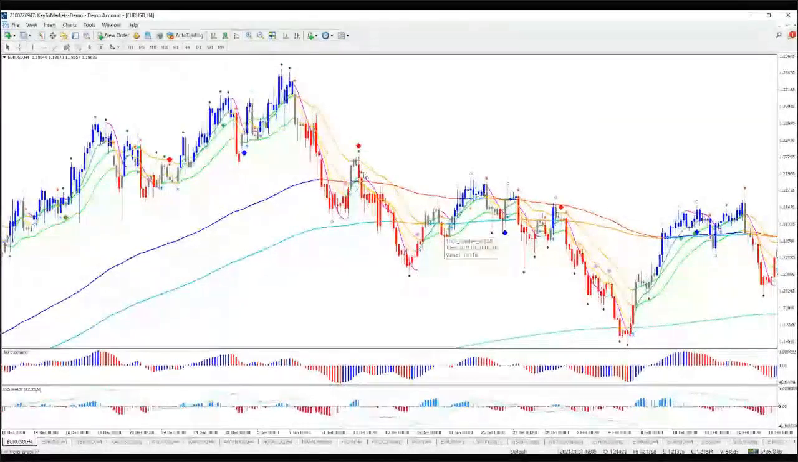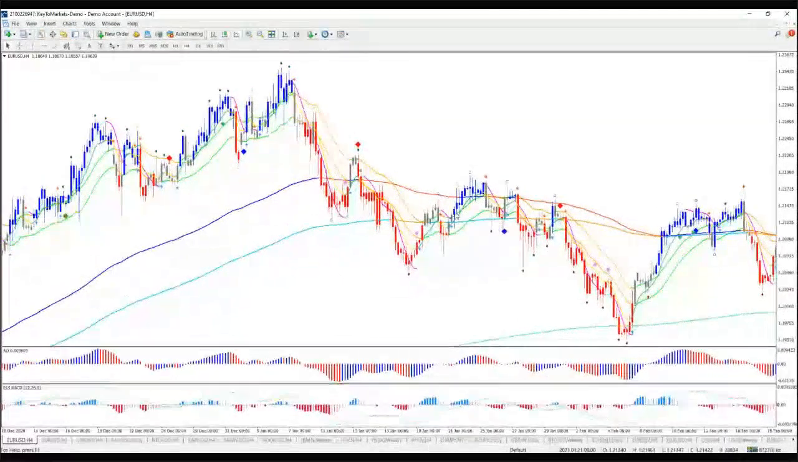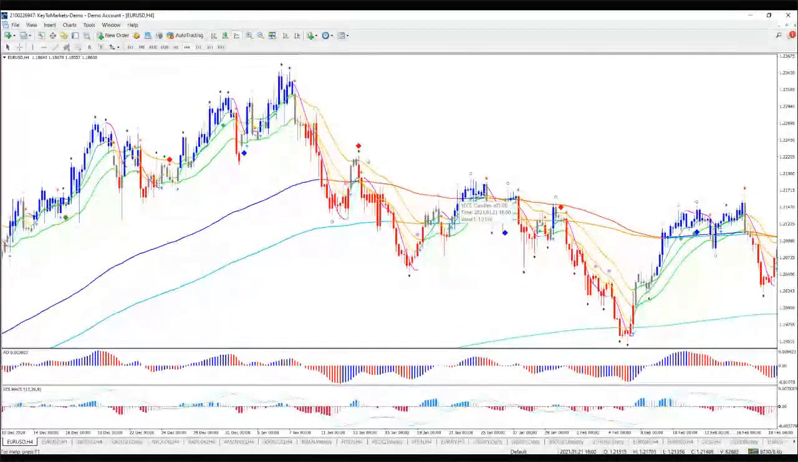So we did get the bigger retracement. Anyone taking this blue candle, I wouldn't, because the 144 EMA is a little bit too close, with no space to that 144 EMA.